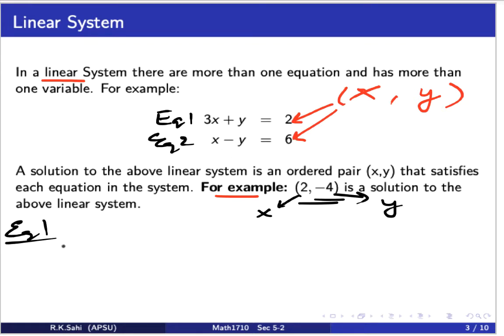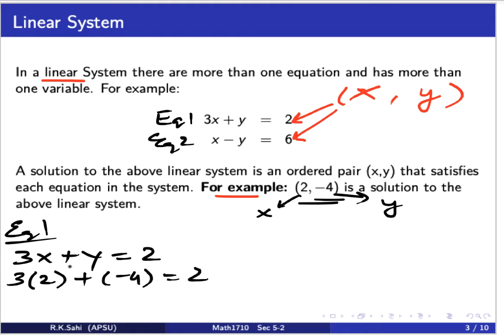So let's plug it into the first equation. We have 3x plus y equals 2, and x will be replaced by 2, y will be replaced by minus 4. On the left-hand side, you get 6 minus 4 equals 2, and 2 equals 2. Yes, it is a solution, and it has been proved to be true for equation 1.